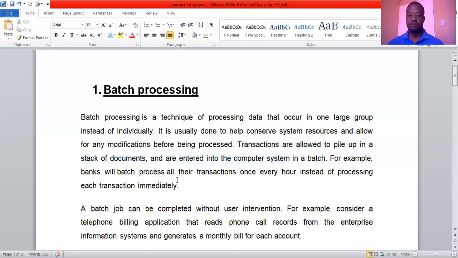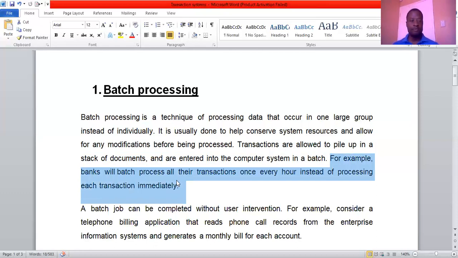For example, batch will, for example, banks will process all their documents once every hour instead of processing each transaction immediately. Okay, so what this sentence is saying is that when you look at the banks, the way they process their transactions, it's like they collect all the transactions, and then they process them once, or let's say after an hour. So they don't process them immediately after receiving them.